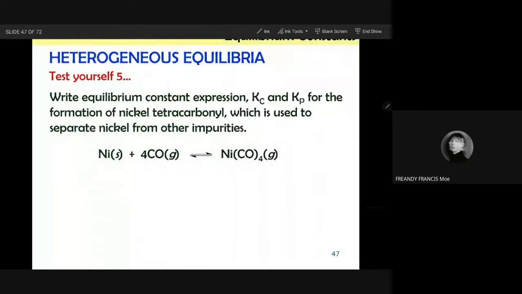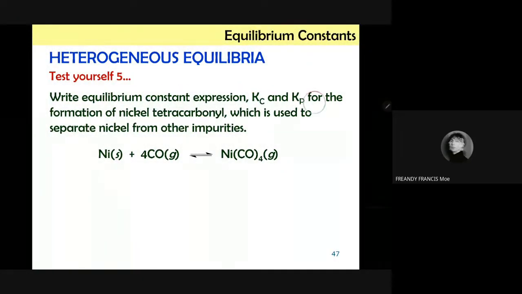Right. So, write the equilibrium constant expression KC dan KP for the formation of nickel tetracarbonyl, which is used to separate nickel from other impurities. So, saya nak kamu cuba tulis KC dan KP untuk yang ini. Try to write it down.